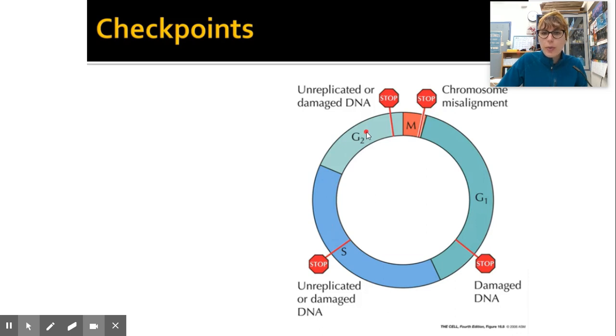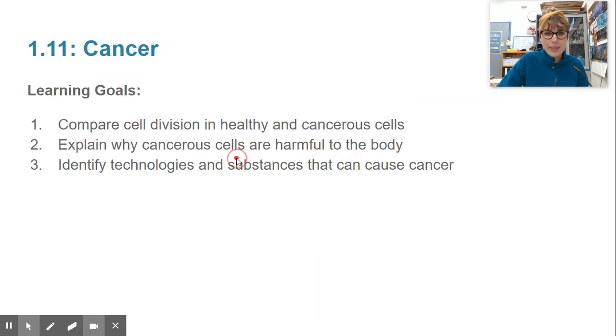There's another checkpoint at the end of G2, which is going to make sure that after the DNA has been duplicated, there's no DNA damage, because we don't want to then again pass it into a daughter cell in mitosis. And then we have one more checkpoint right in metaphase of mitosis to make sure that those chromosomes are lined up in the middle correctly, so that when the sister chromatids are pulled apart, they are pulled correctly to the opposite sides of the cell.